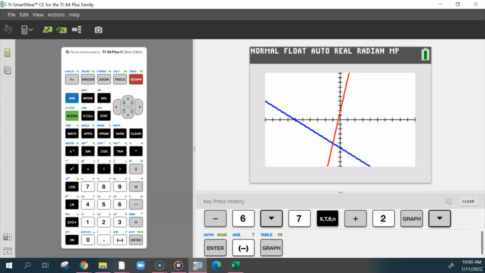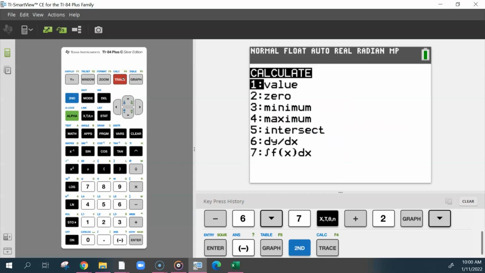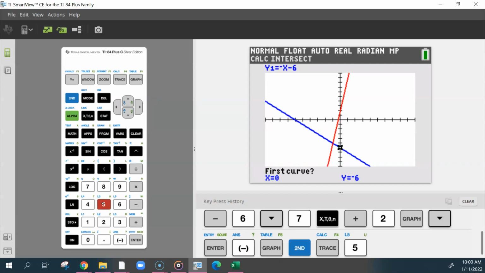Go into second trace. And what do you think we're going to look for? Where they intersect. So 5. When you hit 5, intersect, you're going to get this first curve. It's just talking about your first line. It should be on the first line, so hit enter. Second curve should be your second line. It should be there, so hit enter. Then it's going to say guess, like do you want to move to where you think the intersection point is? You don't want to do that, just hit enter again. And it will tell you what the intersection point is.